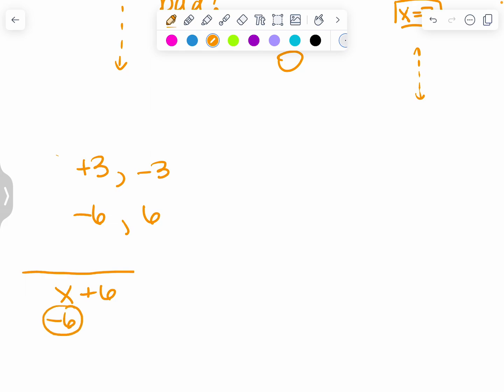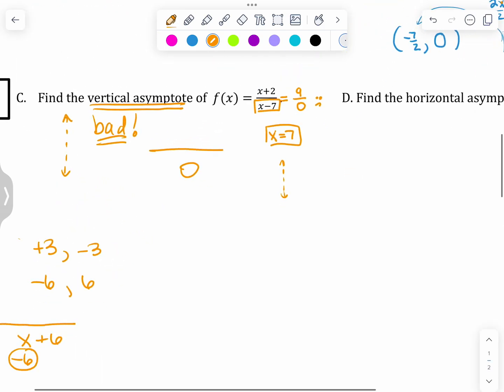that's opposite, right? And so what we're basically looking for is opposites in the denominator. If x minus 7 is your denominator, then x equals 7 is the equation of the vertical asymptote. Okay?